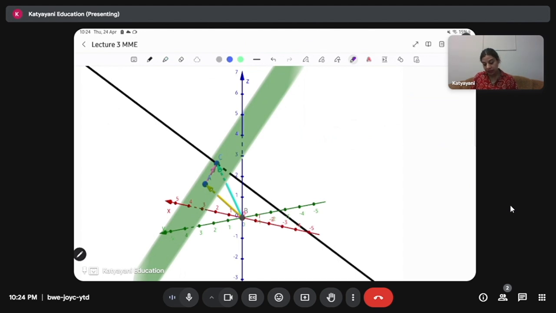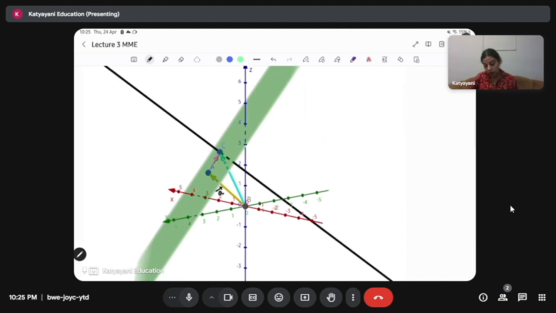This green thing is a plane I have. Now this thing in yellow is a vector A or a point A that lies on my plane. So a point A lies on my plane, and this is the vector A, the yellow one.